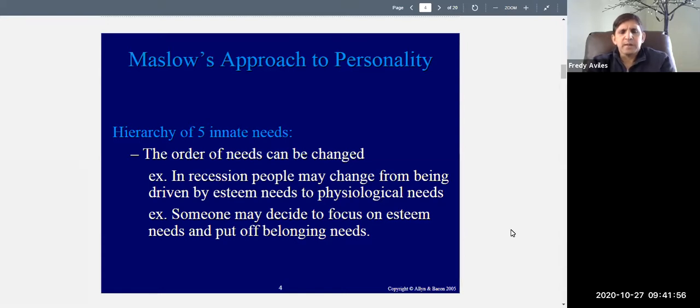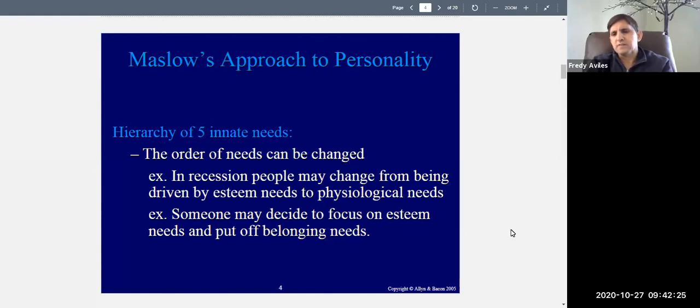Another example is someone may decide to focus on esteem needs and put off belonging needs. Esteem needs we'll talk about in a moment, but esteem needs include those things that make us feel good when we have them. It could be a nice car, a nice house, nice clothes, but it also includes things like the need for achievement, like getting that degree, that diploma, getting that promotion, right? Things like that.